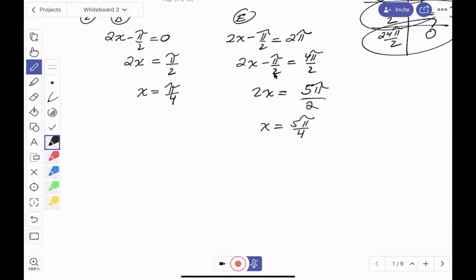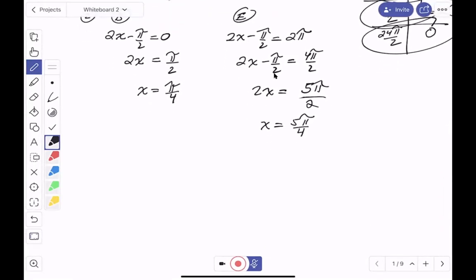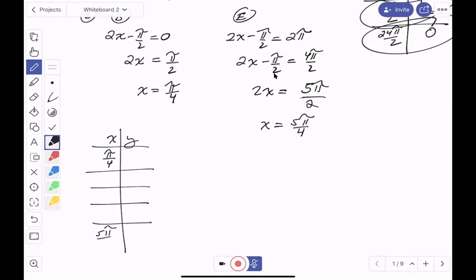All right. So it's really the same thing over and over again. What I'm doing, I'm putting a table down, x and y. So first point, pi over 4, and 5 pi over 4, right? To get the center, what you have to do is add those two numbers together. So that would be 6 pi over 4, and divide by 2, you would get 3 pi over 4.